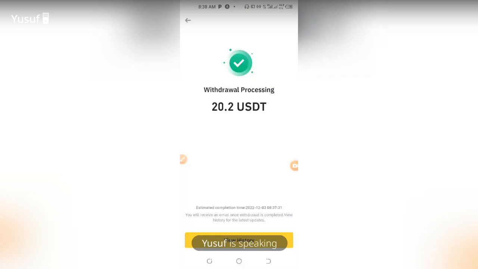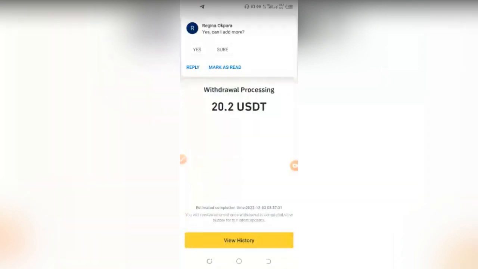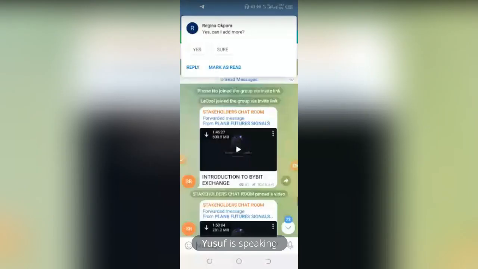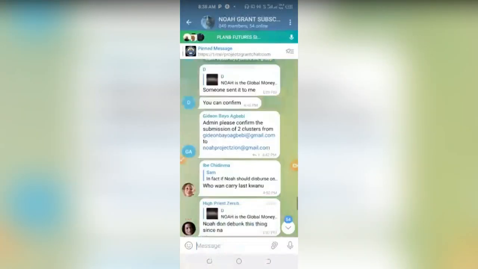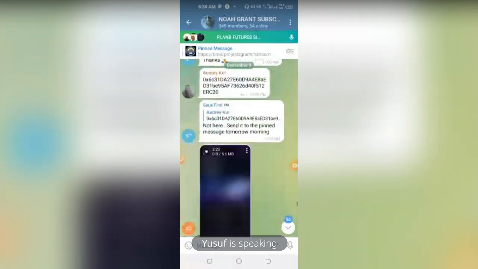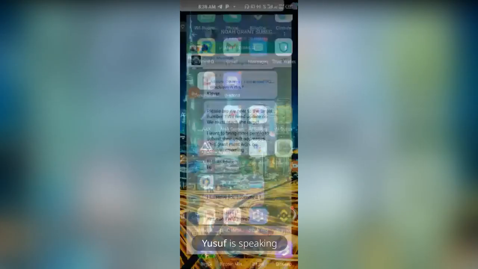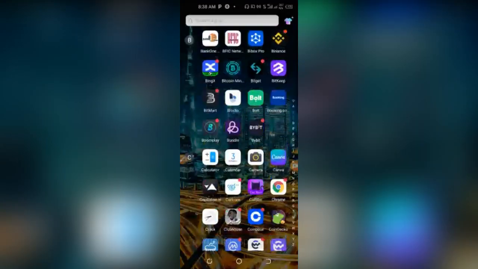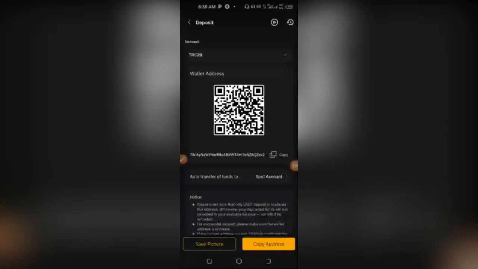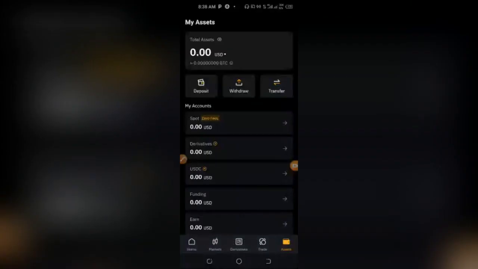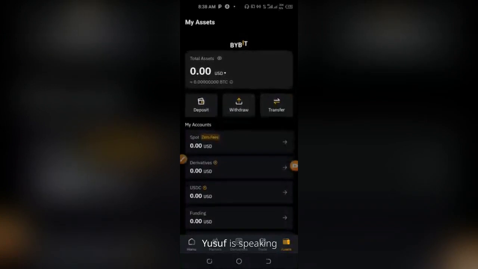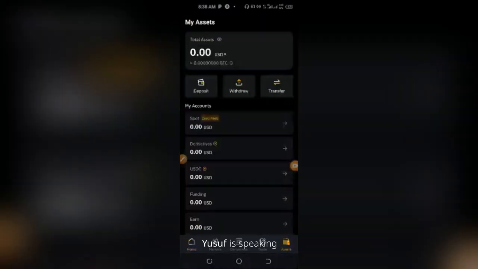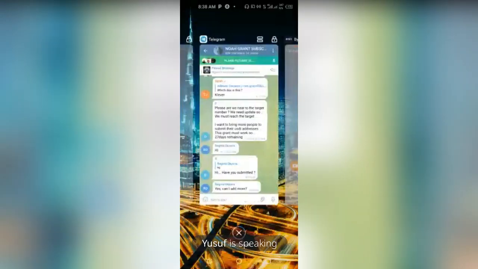As you can see now, this money should be expected any minute in my Bybit account. So I'll just come to Bybit. I'll go back, then I'll refresh. So by the time I refresh, this place showing 0 is going to display the amount.